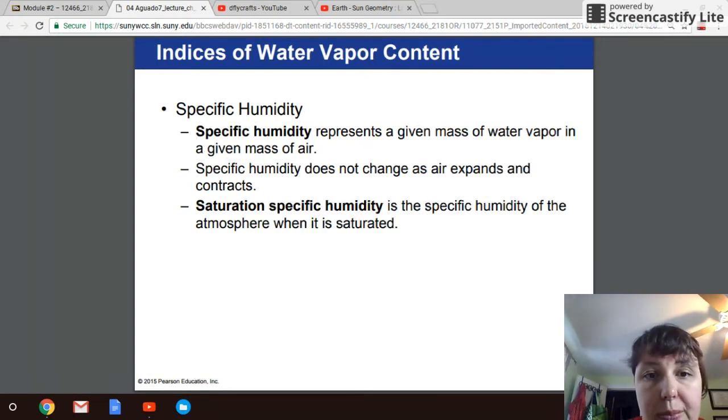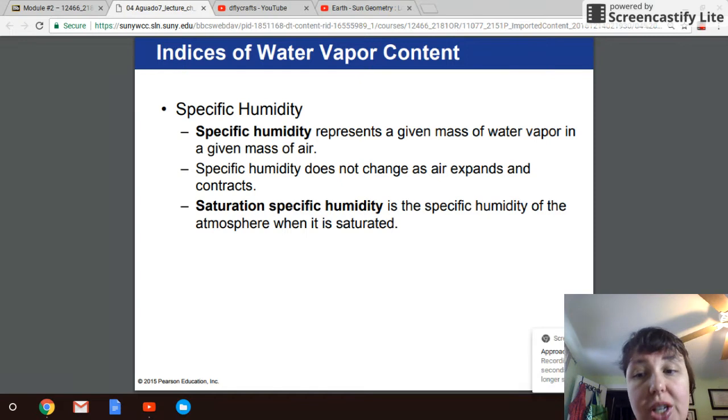Another term, specific humidity. That is based on the mass of the water vapor in the given air. Specific humidity is another way of saying exactly what's present. It's exactly the amount of water present at that current time.